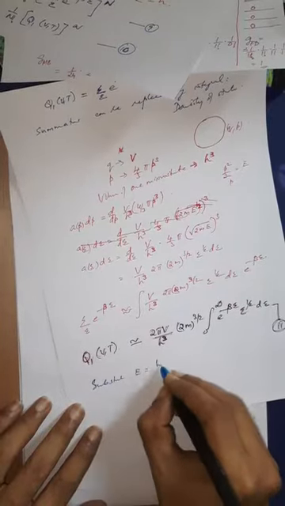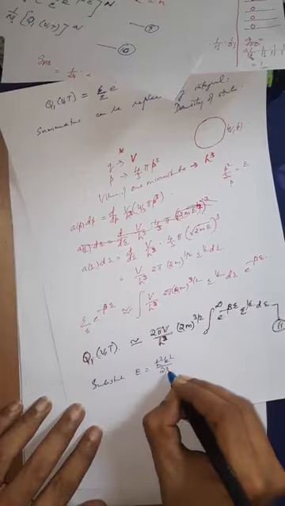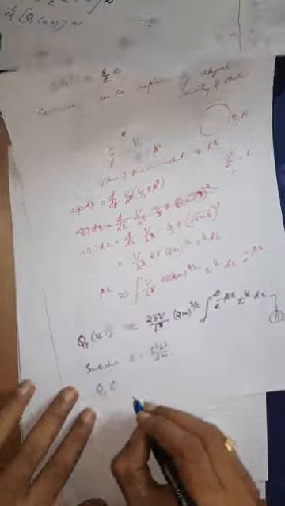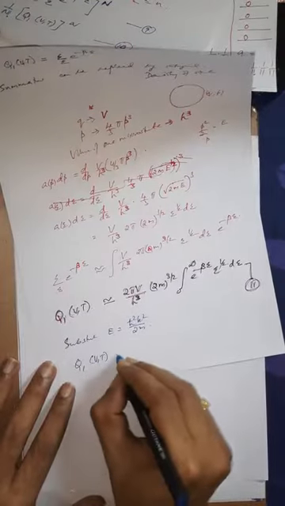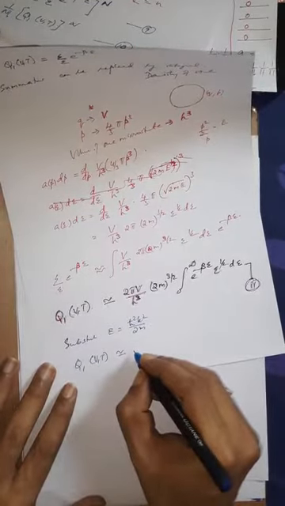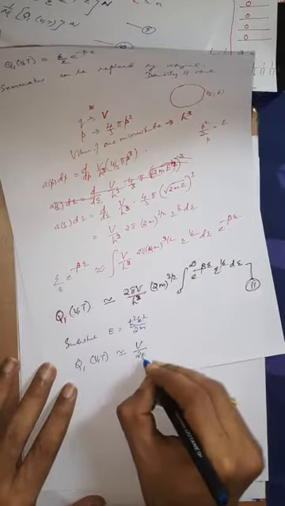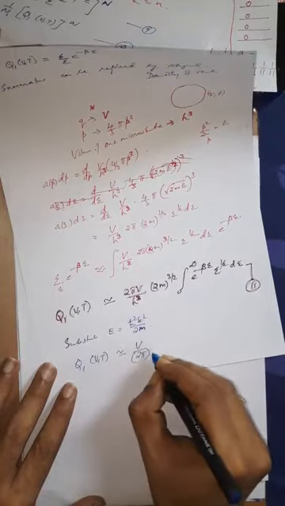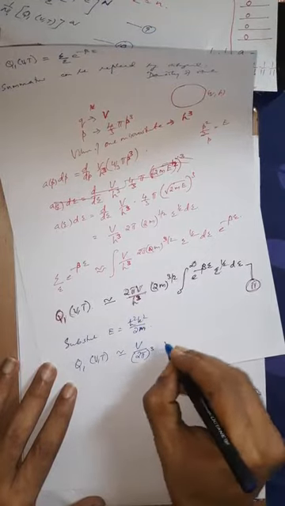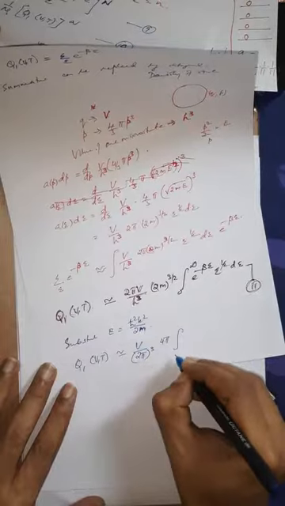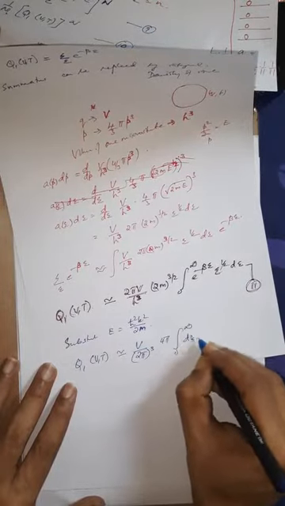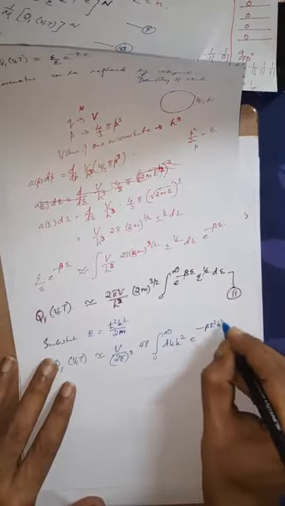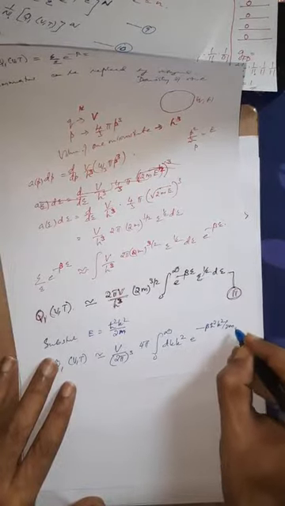E is equal to h squared k squared by 2m into this expression, and then I will get Q1 Vt nearly equal to V by 2 pi cubed, 4 pi into integral 0 to infinity dk k squared e raised to minus beta h squared k squared by 2m.